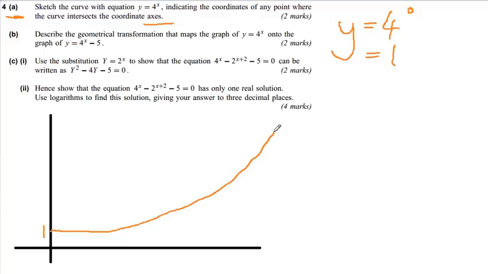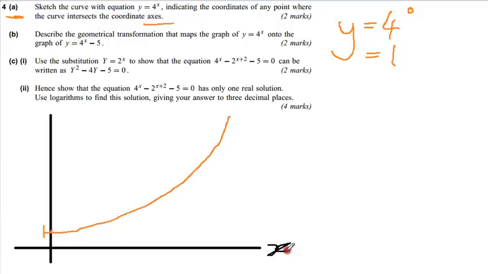Let me do that again, that wasn't very smooth. So something like this. It's going to get bigger, increasing at an increasing rate. I should put my little x and y in there. Let's do that now.